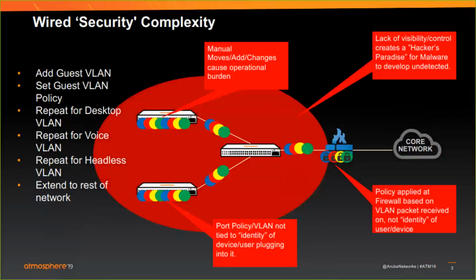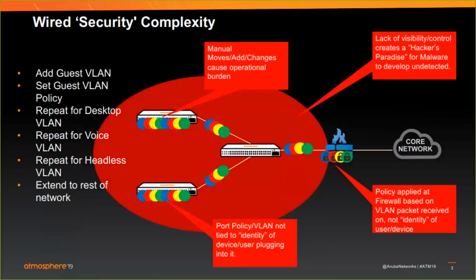So to understand dynamic segmentation, it's probably good to understand a little bit of the problems that we face today from a VLAN perspective. VLANs are really the de facto way that we secure and segregate our networks. But they can become really complex really fast. A lot of times you have to add your guest VLANs, that's a policy. You do the same for your desktop VLAN. You might do the same for your voice VLAN or headless VLAN, and then you're extending that to the rest of the network. Well, a big problem of this is you're tying VLANs to specific ports, and the firewalls or the enforcement mechanisms that we have are now basically enforcing on a static environment, right?